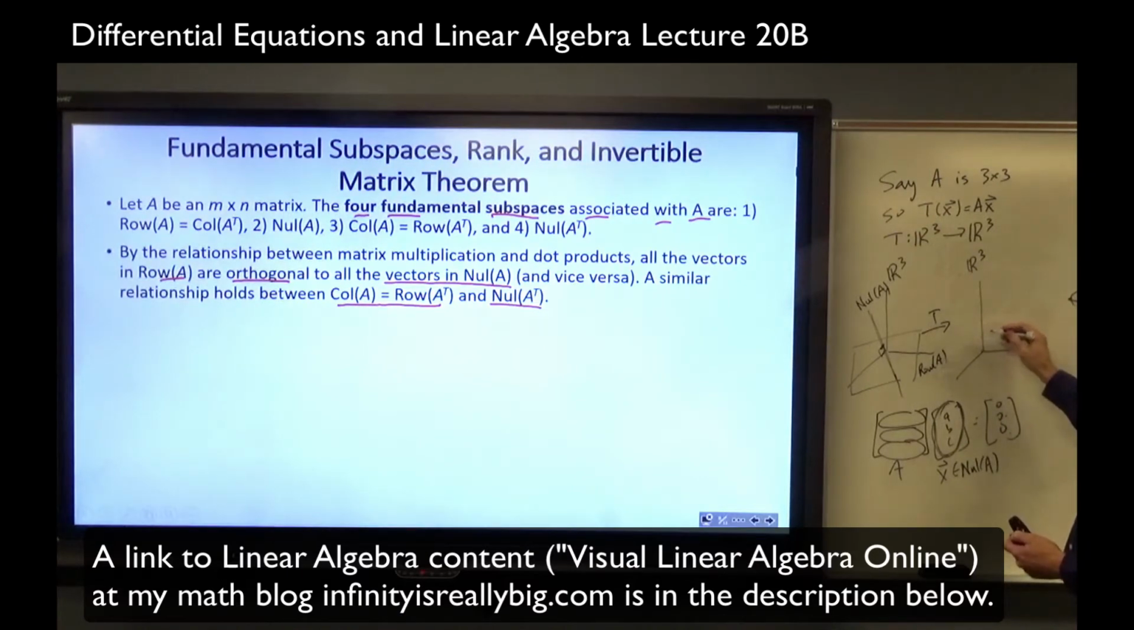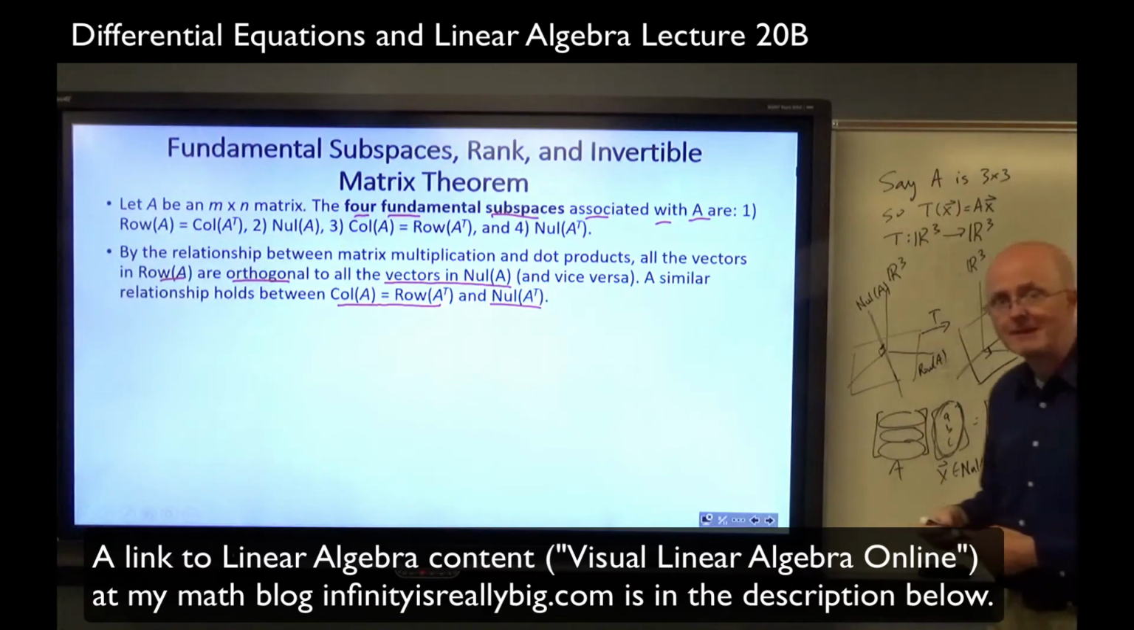Maybe it's a plane that looks about like this. That might be the column space of A. The null space of the transpose is going to be orthogonal to that, perpendicular to it. Vectors in these spaces are orthogonal to each other.